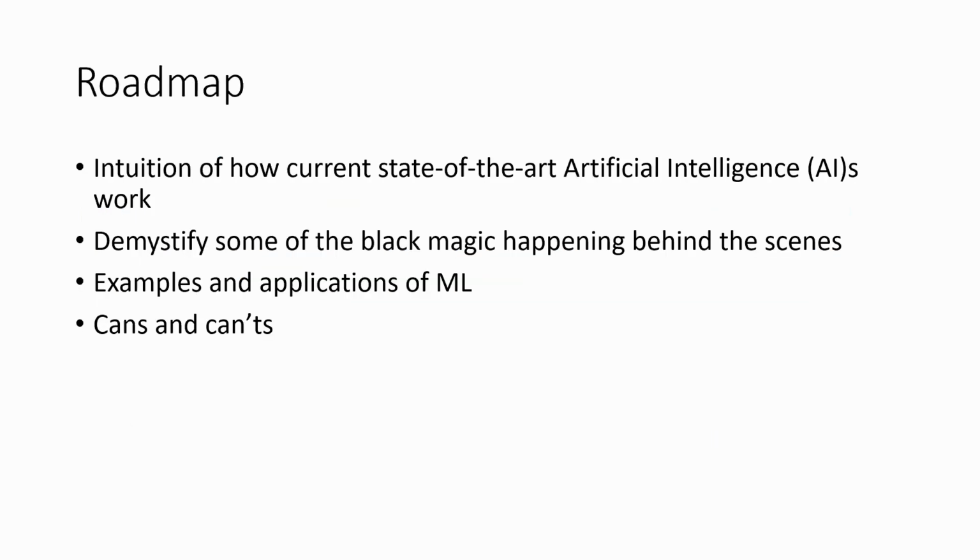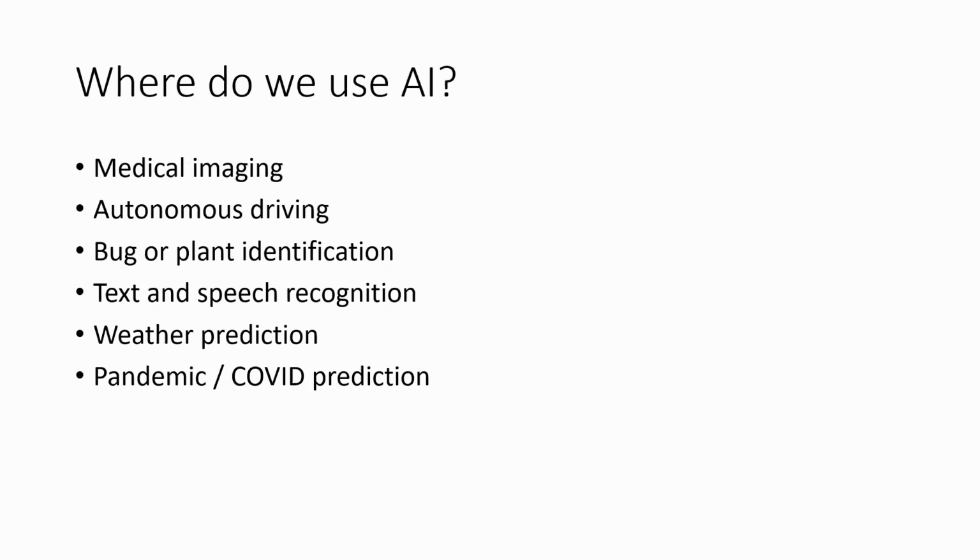So a little roadmap. I wanted to give you an intuition, at the very least, of how AI works, so you have an idea of what's happening behind the scenes. Obviously, we have a lot of classes, and there's no way I can cover everything about AI and machine learning in just a lecture or two. But hopefully, at the end of this, I can give you some direction and a feel of what happens behind the scenes. I want to give you some examples and applications of where we're using ML at the moment. Is it successful? Are we doing a good job with it? And then finally, what can we do and what can't we do with AI?